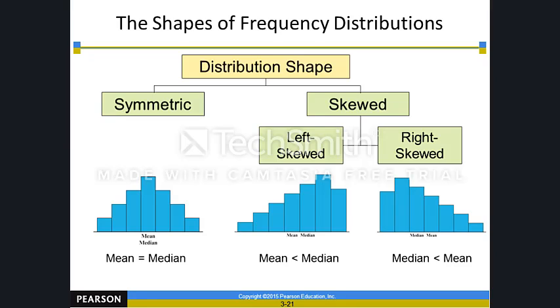And then your data could also be right skewed, and that's when the median is less than the mean. So once more, the shape of your data distribution is symmetric if the mean is equal to the median. It is left skewed if the mean is less than the median. And it is right skewed if the median is less than the mean.